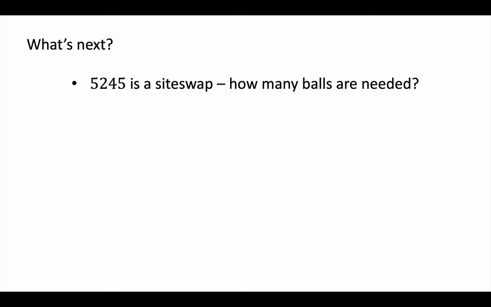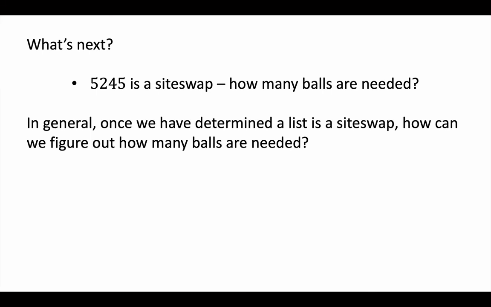Where are we going to go from here? Well, I've got 2 videos that will be coming up following this one. First of all, if you have a siteswap, how do you know how many balls are needed to juggle it? We'll give a couple of different answers for that. In general, if you have a list that's a siteswap, how can we figure out how many balls there are? I'll also do another video in which I just talk about the mathematics or the juggling aspect of these numbers.